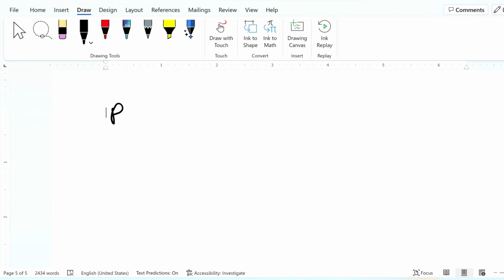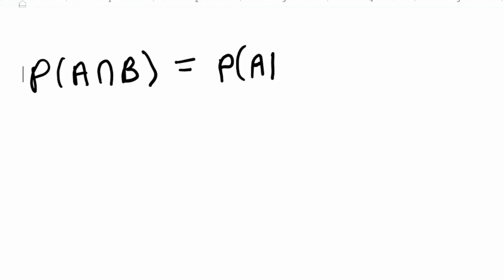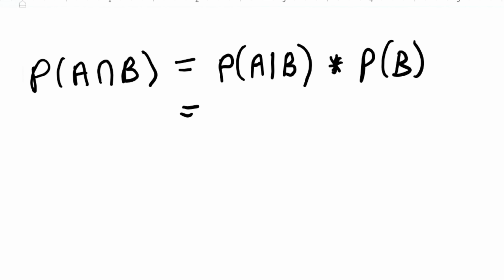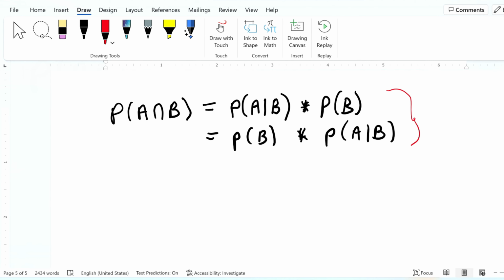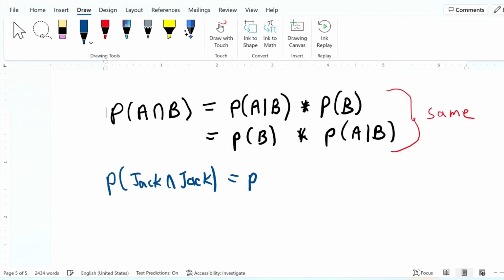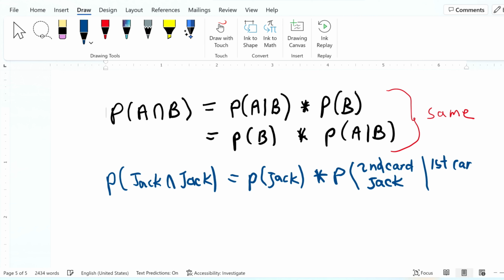So remember the formula for A intersection B? The probability of A intersection B is equal to the probability of A given B times the probability of B, which can also be written like this, the probability of B times the probability of A given B. It's the same thing. So now we want to know the probability of both cards being a jack. That would mean the first card has to be a jack, so that's the probability of B, the first card being a jack. And then, given that the first card is a jack, what is the probability that the second card is a jack?